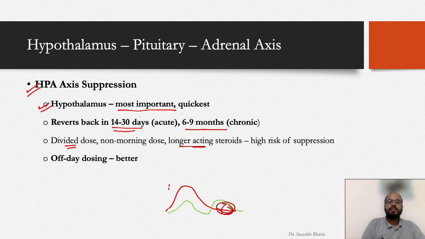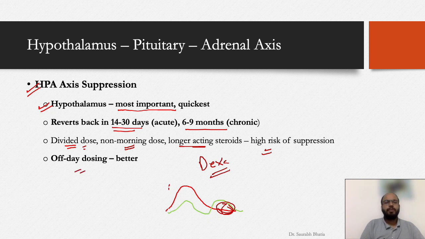Additionally, longer acting steroids like dexamethasone and betamethasone have a prolonged presence in the system, leading to a long duration of HPA axis suppression. So a high risk is associated with divided doses, non-morning doses, giving it in the evenings, and longer acting steroids.